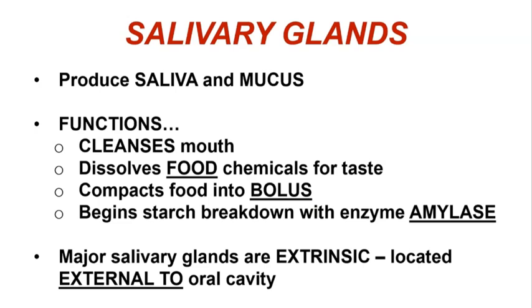The major salivary glands are extrinsic to the oral cavity and are located outside of the mouth. That is, they're still located within the head and the skull. We just don't see that they're located within the oral cavity itself. Minor salivary glands, on the other hand, are located within the oral cavity, and they function to keep the mouth moistened at all times.